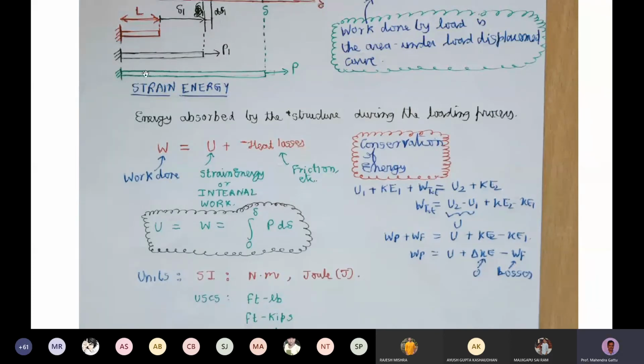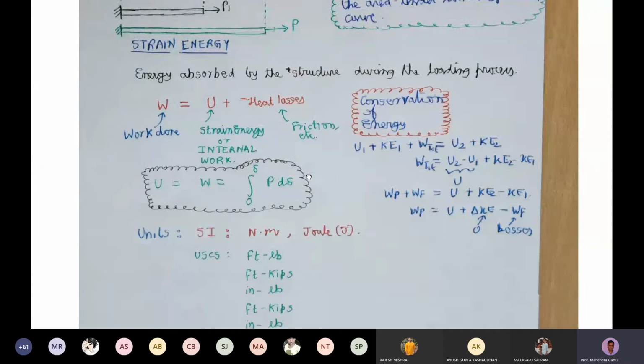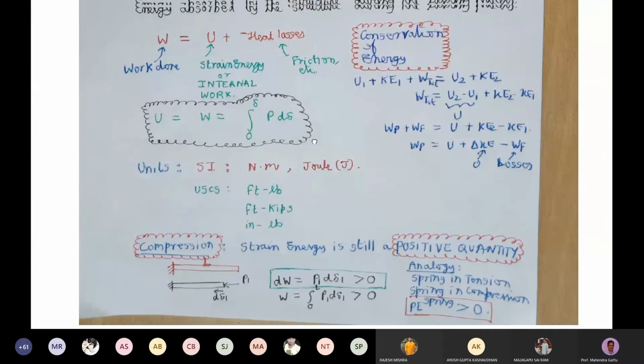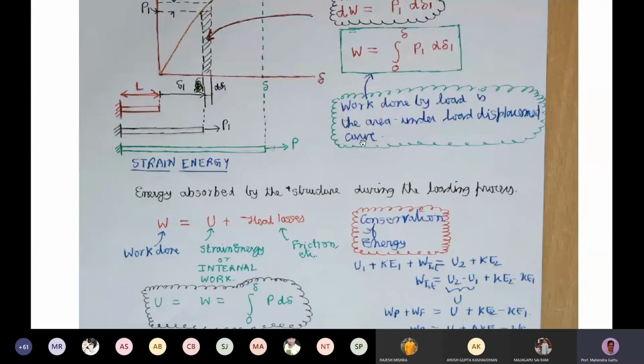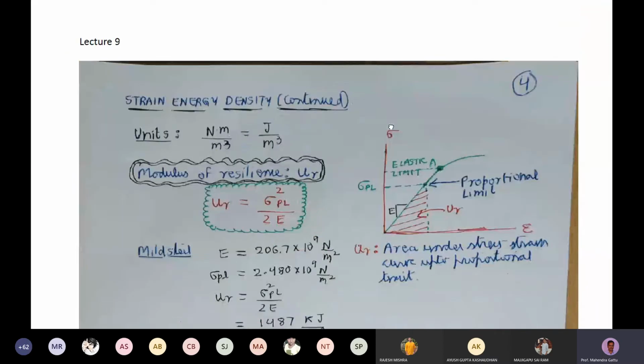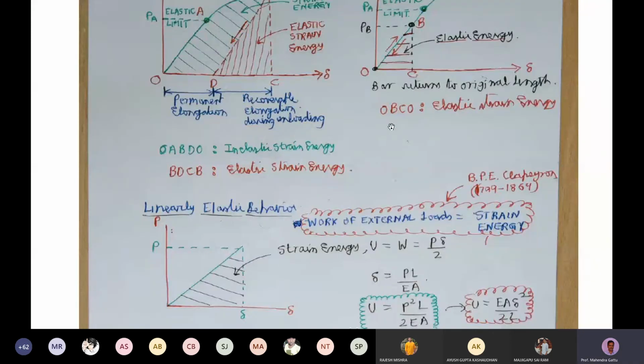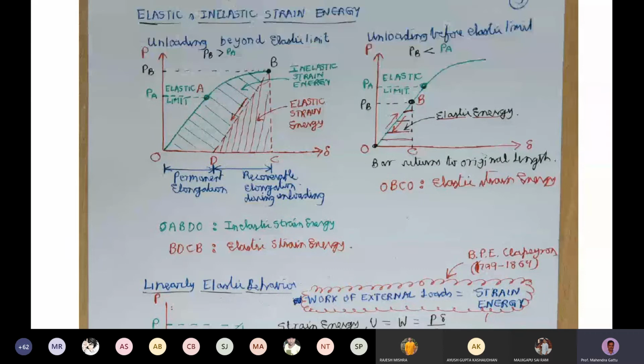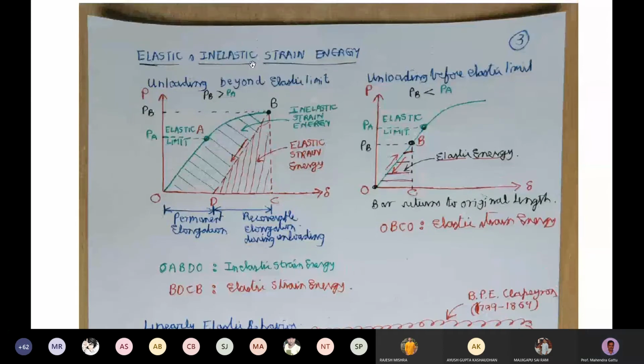So what we'll do is discuss the concept of elastic and inelastic strain energy. Let's look at the second scenario here. What is shown here is the load deflection curve. The load deflection curve is indicated by this green color, and this is point A.